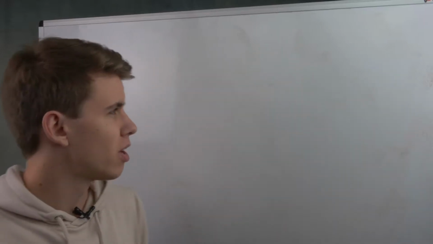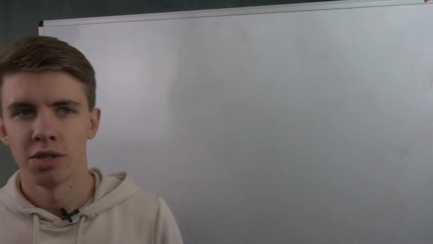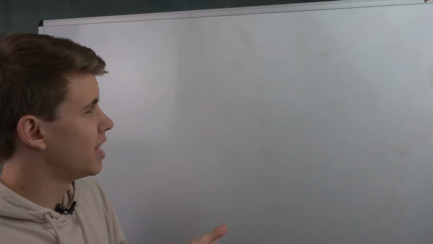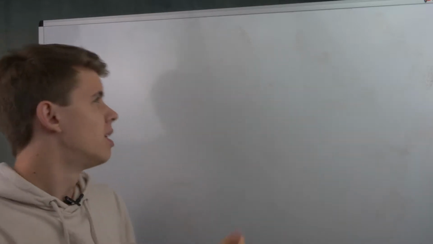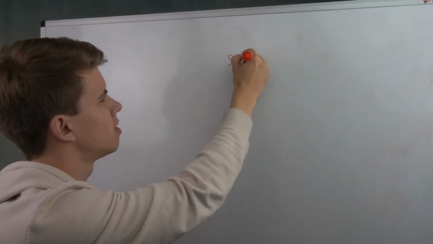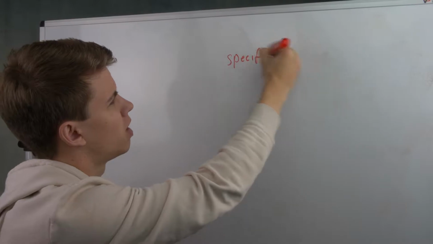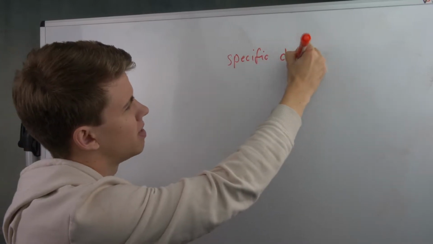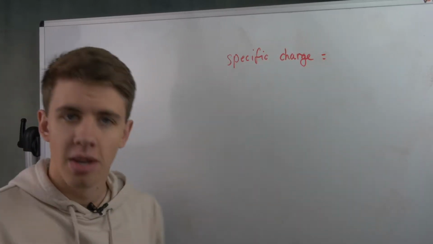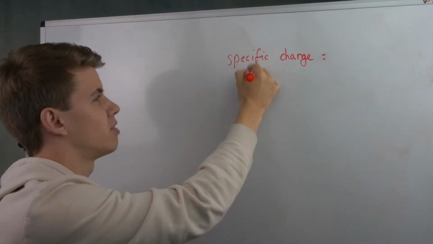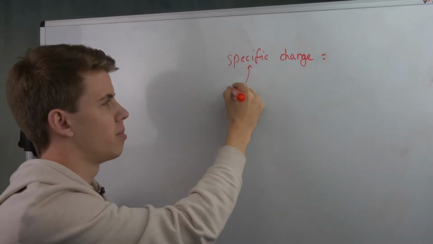Okay, so now we're going to look through specific charge. So specific charge is a very basic topic right at the start of your AS spec in your particle and radiation module. So specific charge, the word specific is actually more general than it seems. Specific just tells you that this is per unit mass.